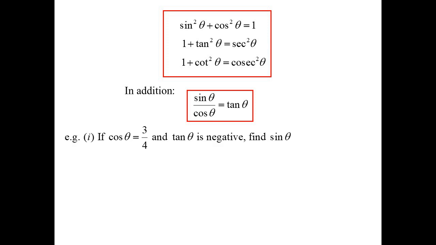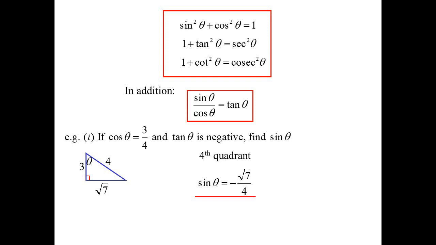Let's have a look at this first example there. We're told that cos theta is 3/4, but tan theta is negative. Find the sine of theta. Right, so I'll draw up a triangle. I'm told that cos theta is 3/4, so adjacent over hypotenuse. It must be in the fourth quadrant because tan is negative but cosine is positive. Well, let's work out the third side, bit of Pythagoras, square root of 7. It's in the fourth quadrant, so sine theta will be negative, and reading off my triangle, negative root 7 on 4.